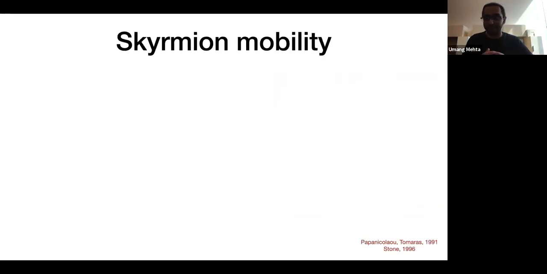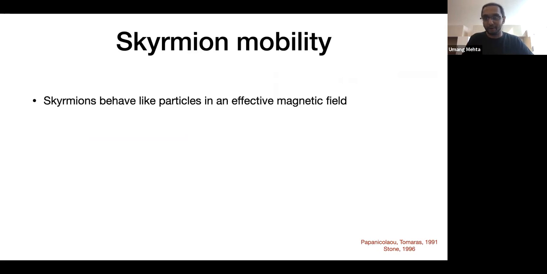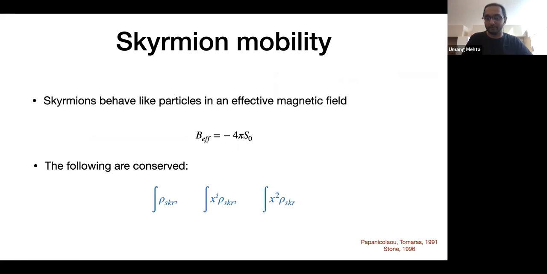So what are the consequences of this for skyrmion mobility? First of all, we can conclude that skyrmions behave like particles in an effective magnetic field, where B effective is given by this value minus 4 pi S_0. This is not a new fact. It's something that was known all the way back in the 1990s. We've just given a reinterpretation of this fact. Secondly, we have a bunch of conserved quantities for these skyrmions, which would be the total winding, which has to be conserved because it's a topologically quantized number, the skyrmion dipole moment, and this particular quadrupole moment of the skyrmion. Once again, this is not new. This was known all the way back in the 90s. And we've just given a reinterpretation of that fact.